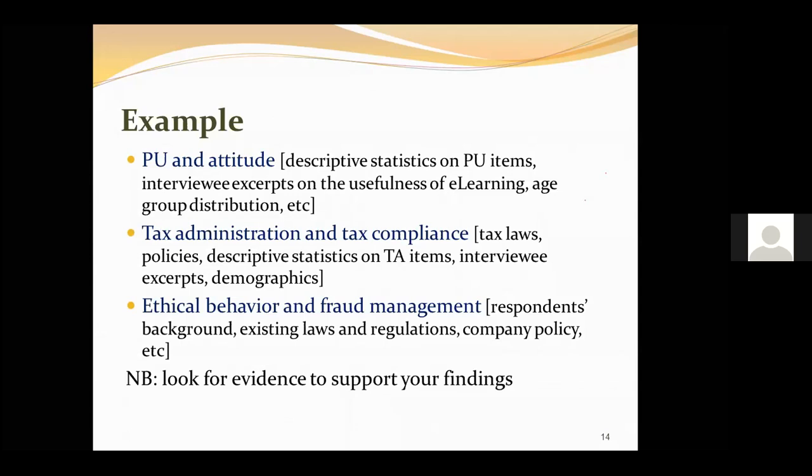a solid story, look at the respondent's background, look at existing laws, the regulations, company policies, etc. Interrogate your data. Get outside the box of saying there's a positive and significant relationship. Go beyond this and provide meat. Provide meat and come up with that delicious meal. Okay? That delicious meal. Look for evidence to support your findings.